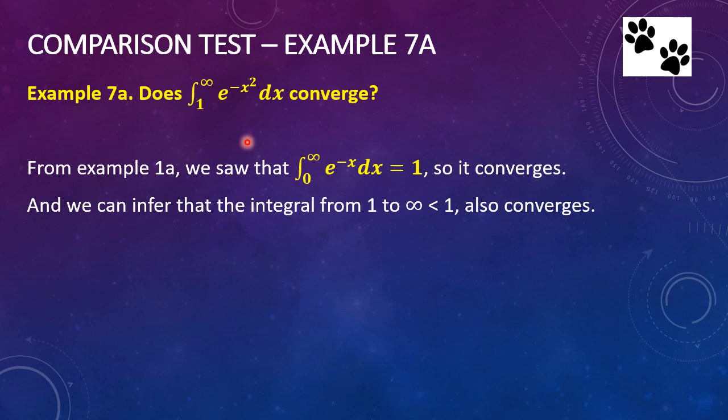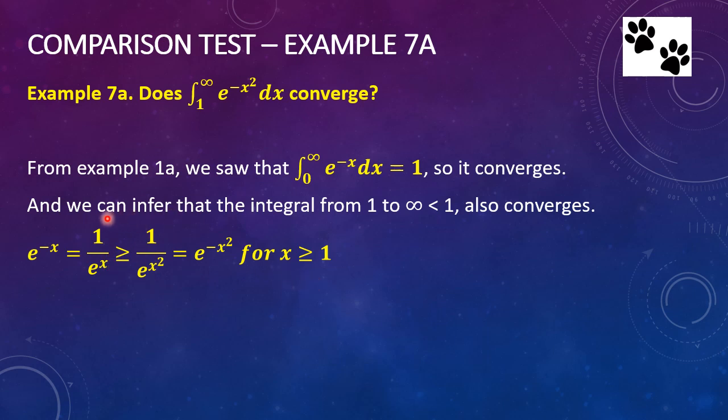If we then think about how e to the negative x and e to the negative x squared compare for values of x greater than or equal to 1, well, e to the negative x equals 1 over e to the x. When x is 1, we get 1 over e to the 1, and 1 squared is also 1, so we get 1 over e to the 1 again. We get 1 over e, which is equal to 1 over e.